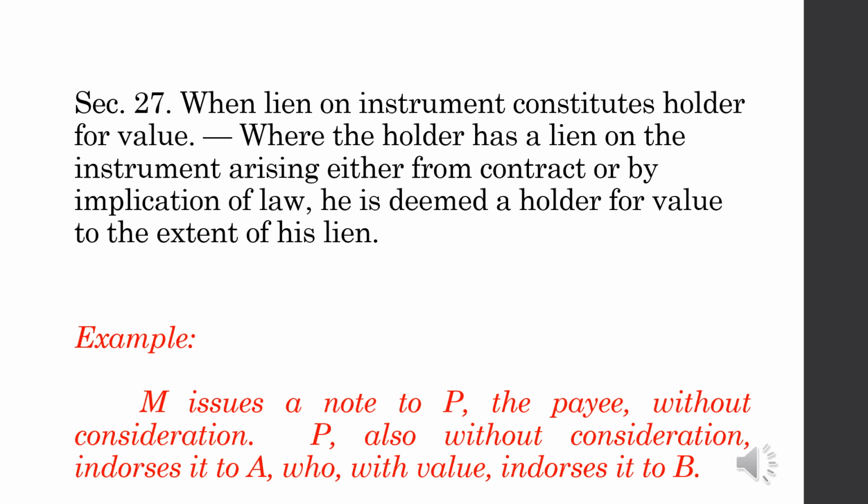Section 27. When lien on instrument constitutes holder for value. Where the holder has a lien on the instrument arising either from contract or by implication of law, he is deemed a holder for value to the extent of his lien.